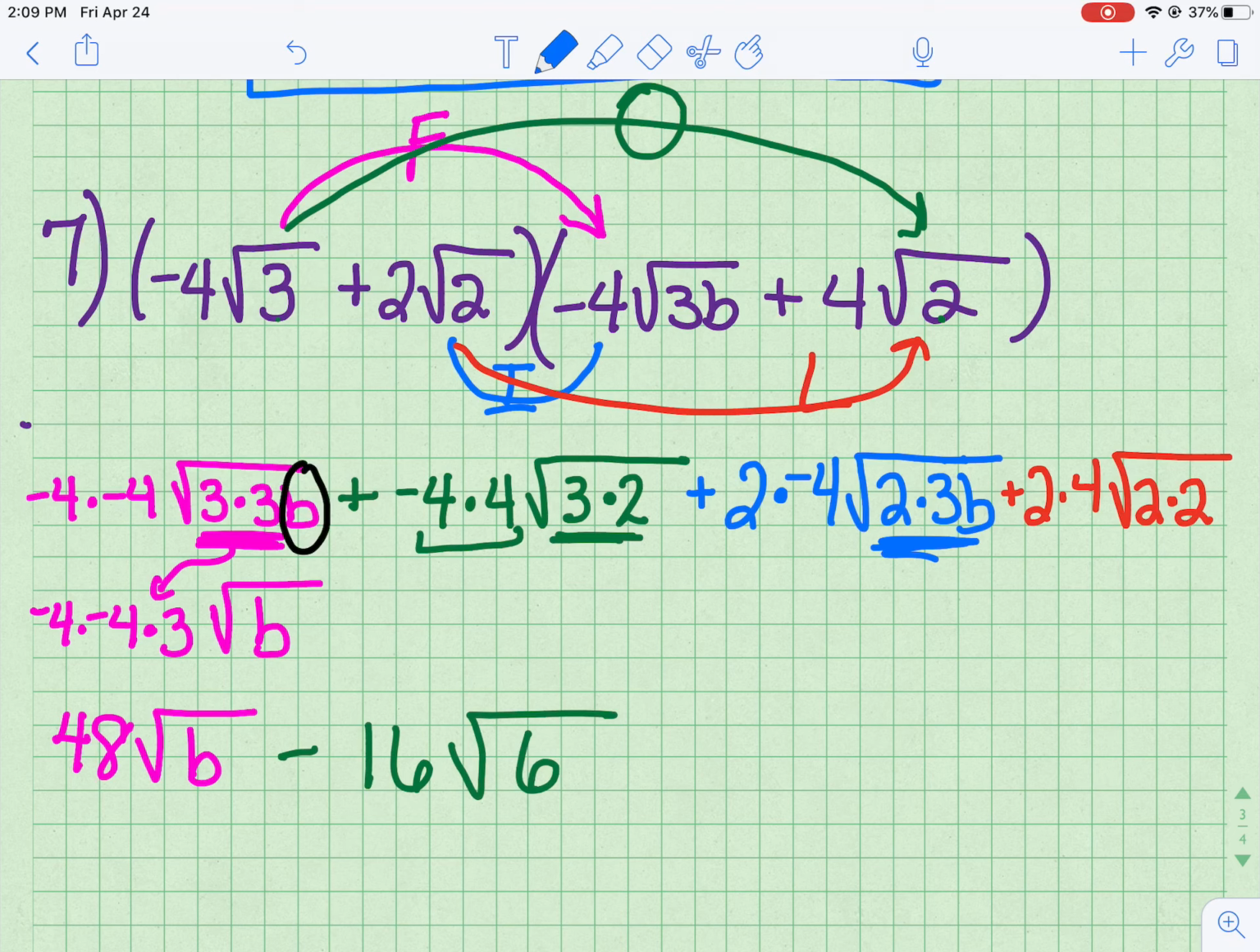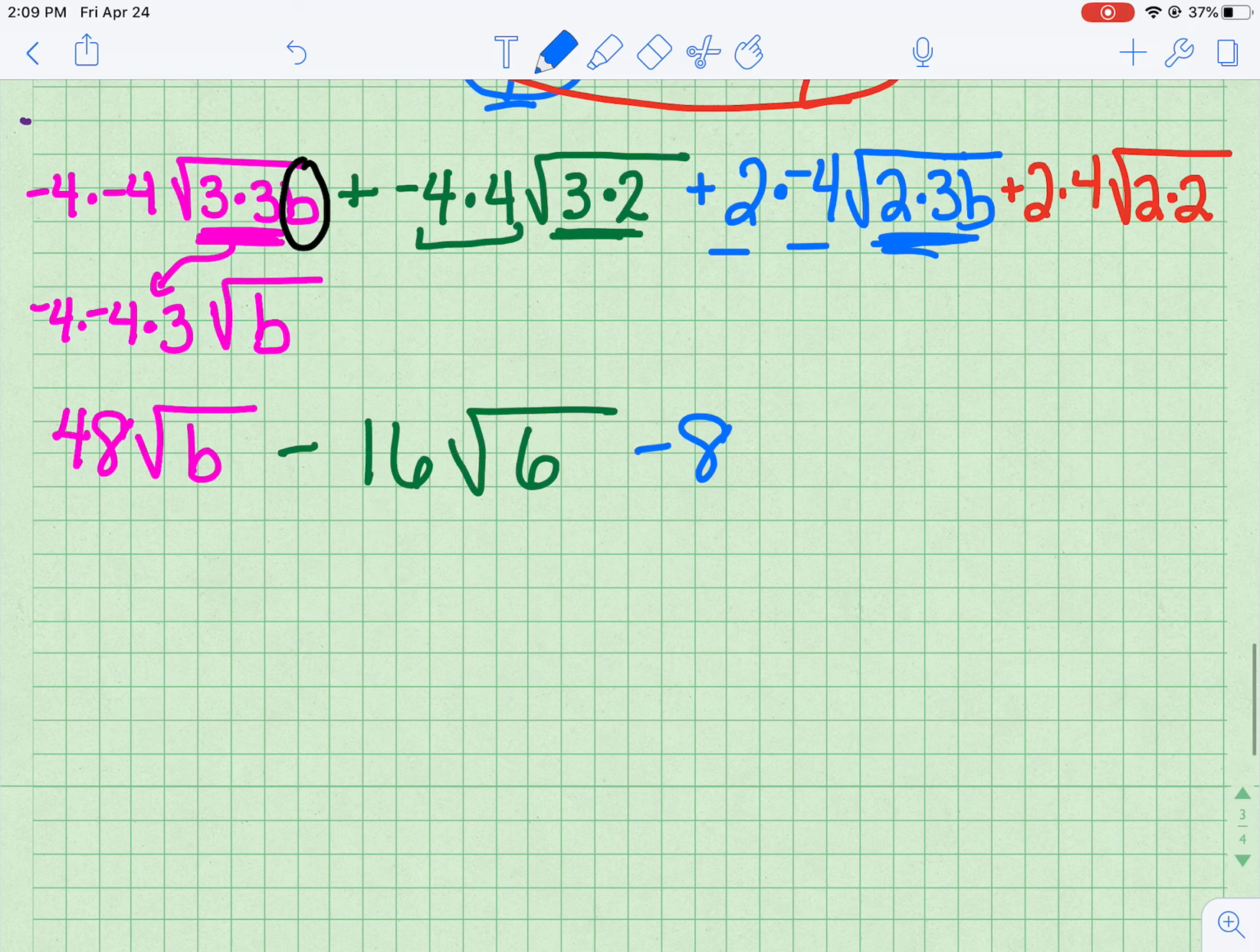So it's not twins, you need to multiply? Yeah, you just multiply what's left. On the outside here, we have 2 times negative 4, so that's negative 8. And on the inside, we have 2 times 3 times b. Well, 2 times 3 is 6, and then the b just gets attached on the end.